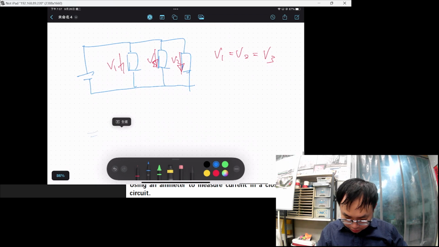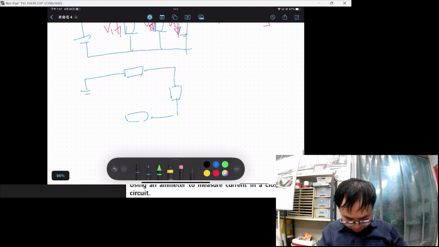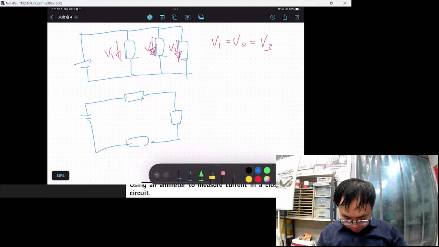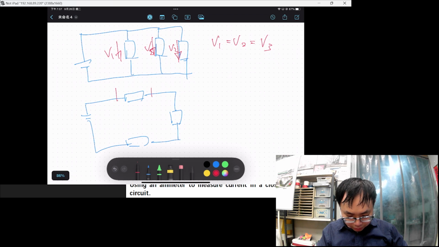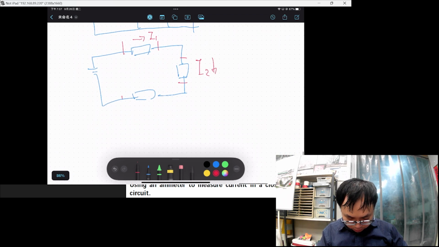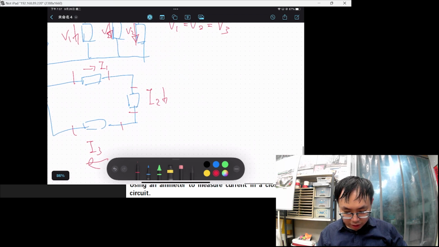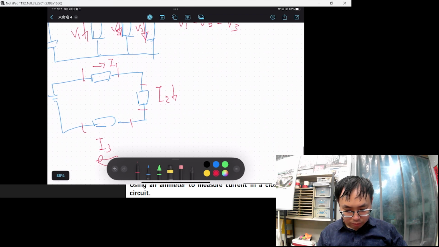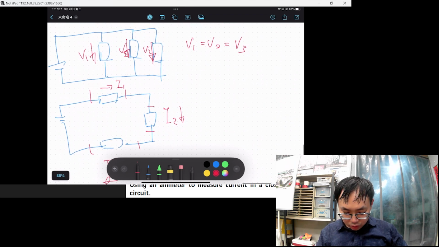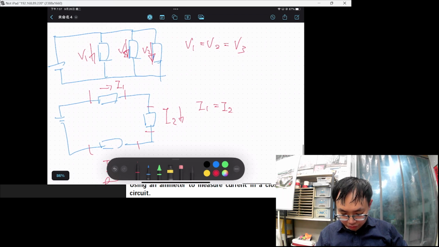Let me have a circuit like this. So when you measure the current in a serial circuit, you will measure that I1 equals I2 equals I3.